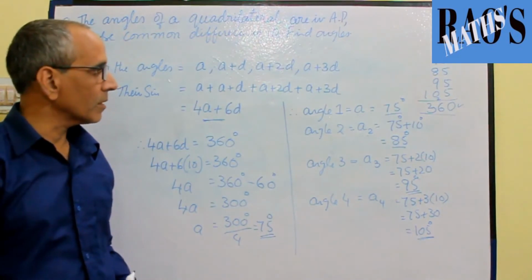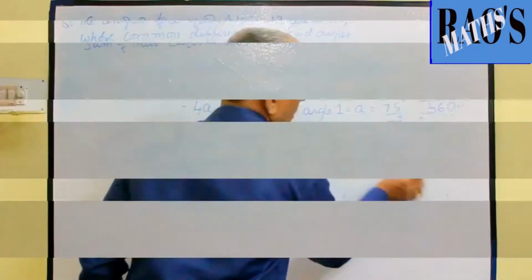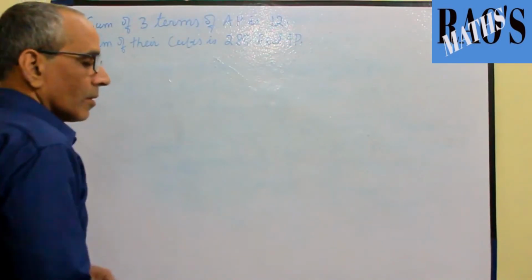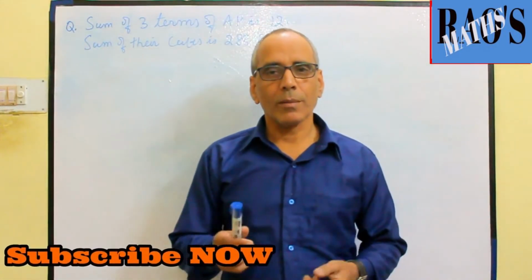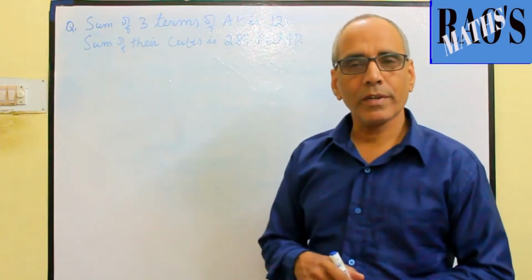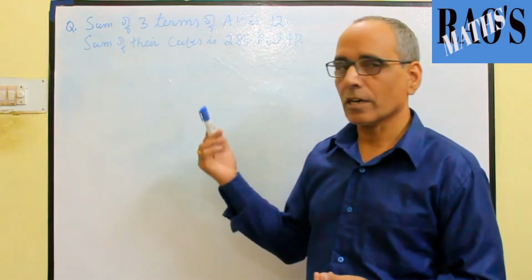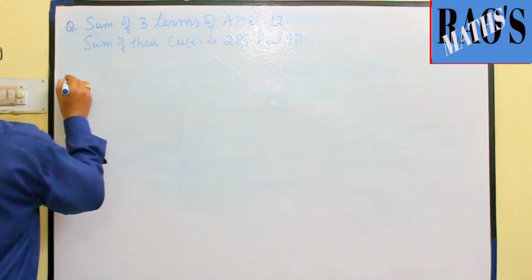Very simple question. Let's have one more question. Here we have the sum of three terms of an AP and also the sum of their cubes. We know how to define the terms which are in odd number. Let's define the terms in terms of A and D first.